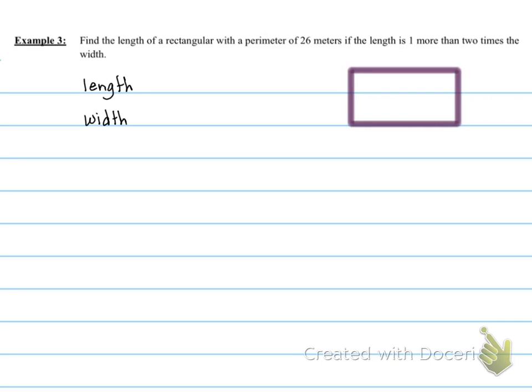So this guy I'm going to call X. And then my length is 1 more than 2 times my width. And then perimeter of a rectangle is the sum of the sides, right? We have 4 sides here. So we've got a width plus a length plus my second width plus my second length. Could you just put it in parentheses with 2 and 2? Absolutely. And that's 26.